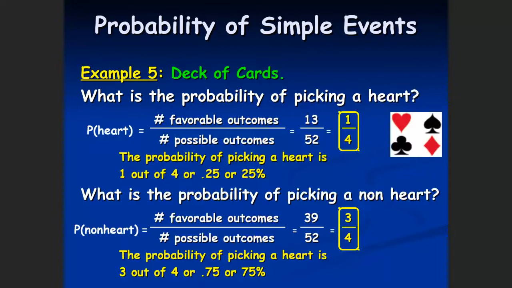If you have a deck of cards, hopefully you know how many cards are in a deck. What is the probability of picking a heart? Well, 1/4 of them, or 13 out of 52, are hearts. 13 are spades, 13 are clubs, and 13 are diamonds. So the probability of getting a heart would be 13 out of 52, or 1/4. What is the probability of picking a non-heart? Well, the probability of picking a heart is 1/4. The opposite of that would be not picking a heart, which would be 3/4, because it would have to add up to 1.